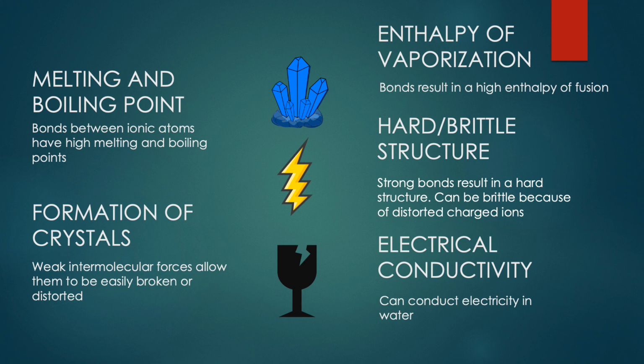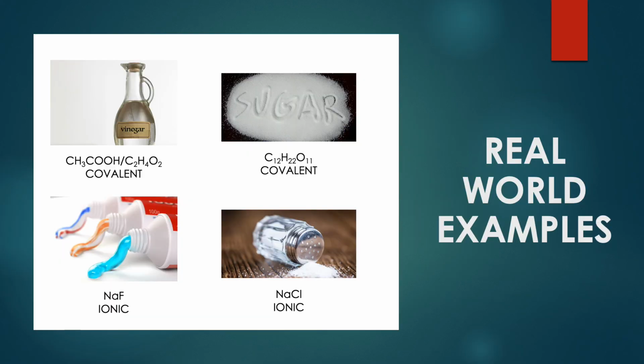Ionic compounds conduct electricity when molten, liquid, or in an aqueous solution, dissolved in water, because their ions are free to move from place to place. Ionic compounds cannot conduct electricity when solid, as their ions are held in fixed positions and cannot move. A few examples of ionic and covalently bonded compounds we see every day include table salt, sucrose, which is sugar, toothpaste, vinegar, and many more.